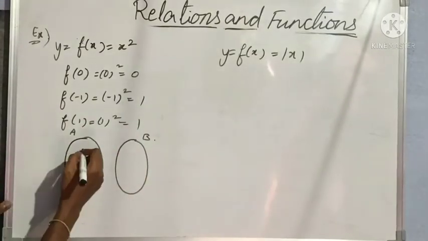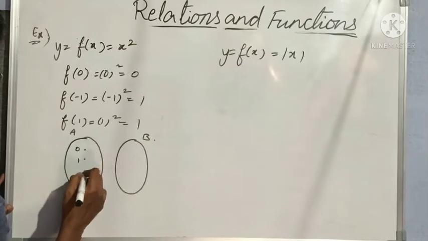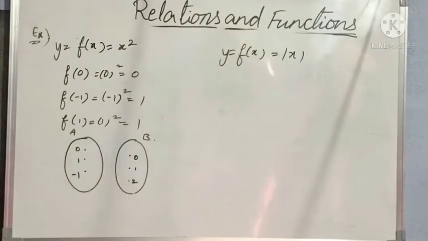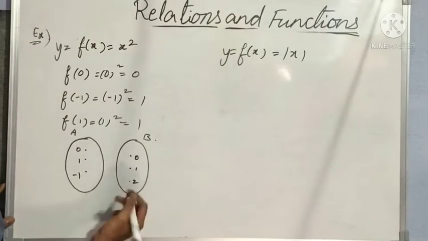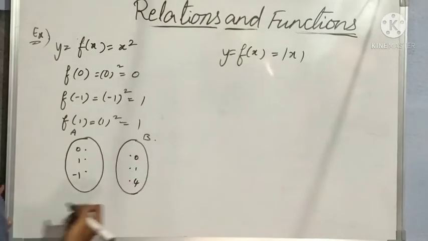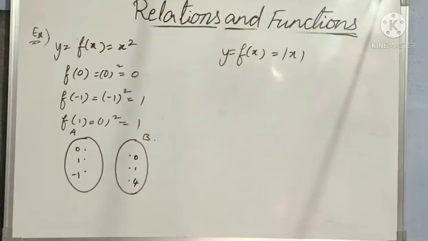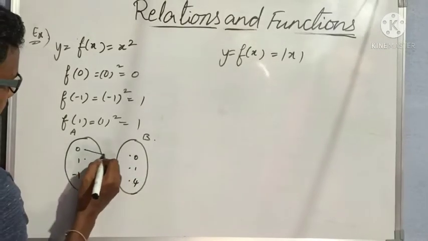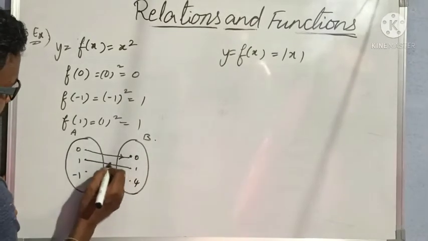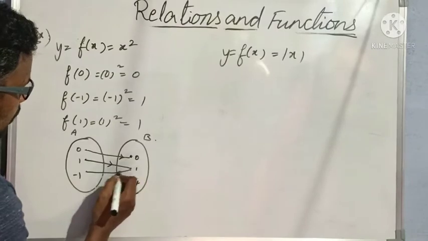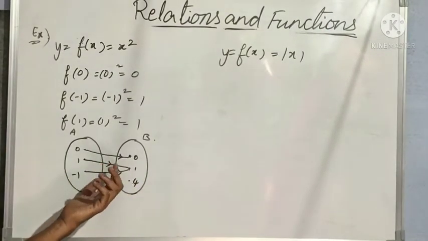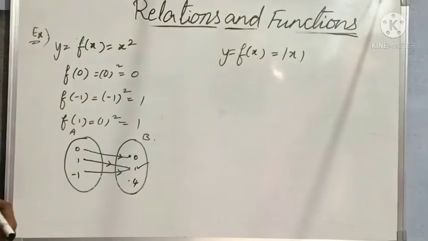Okay? Here 0, 1, minus 1 will be there. Here 0 and 1, 2, something like this will be there. If you consider here, 0 is mapped to 0 only, and 1 is mapped to 1 and minus 1 is also mapped to 1. Yes? So here more than one element is having the same image in B.